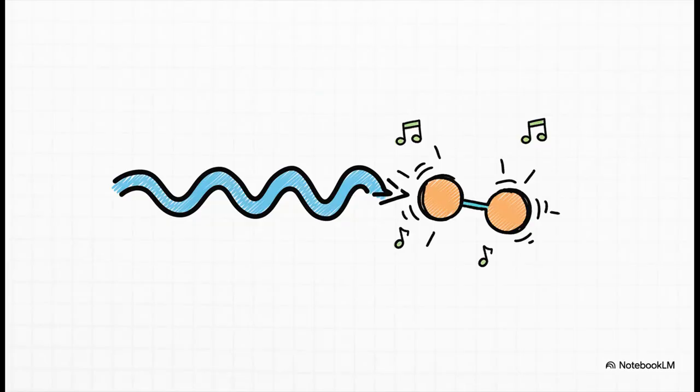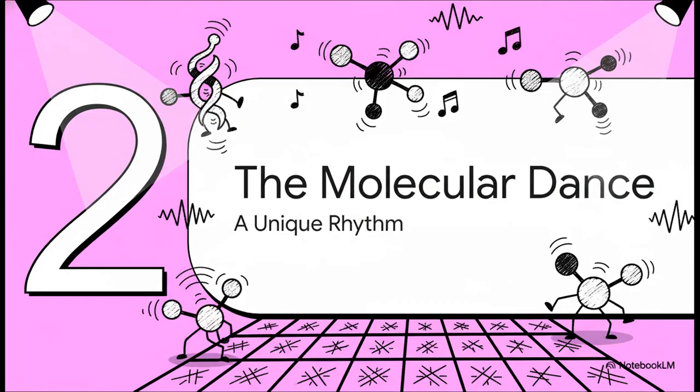And honestly, that is the key idea for this whole thing. When infrared light hits a molecule, it doesn't just sail on by. Nope, it gets absorbed. And all that energy makes the molecule shake and move in its own unique way. You could say it makes it dance. So it follows, right? If we can just figure out the specific dance moves of a molecule, well, then we can figure out its identity. So let's get ourselves a front row seat to the molecular dance floor.